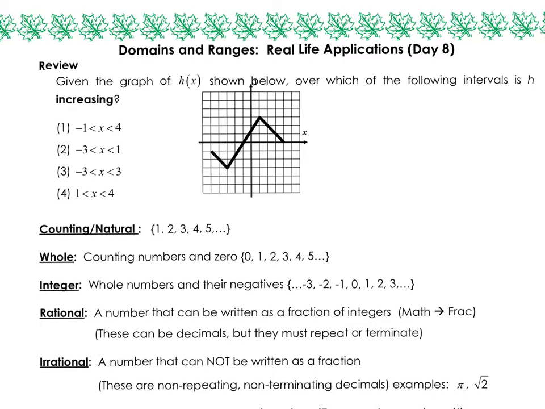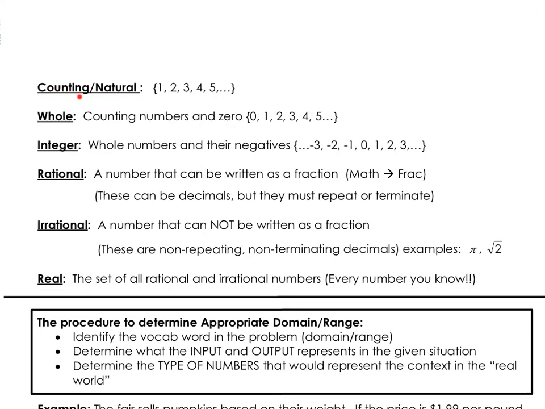So we'll talk about our number sets. For counting or natural numbers, those are just how you count: 1, 2, 3, 4, 5. Whole numbers are counting numbers and 0, so just add 0 to that list. And then we have our integers. Those are whole numbers and their negatives, so now we're adding the negatives to the list.